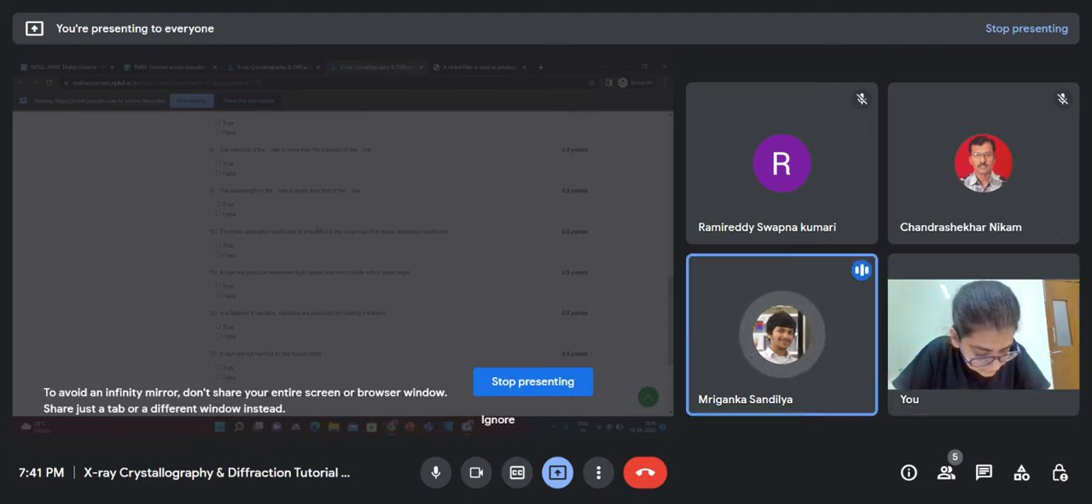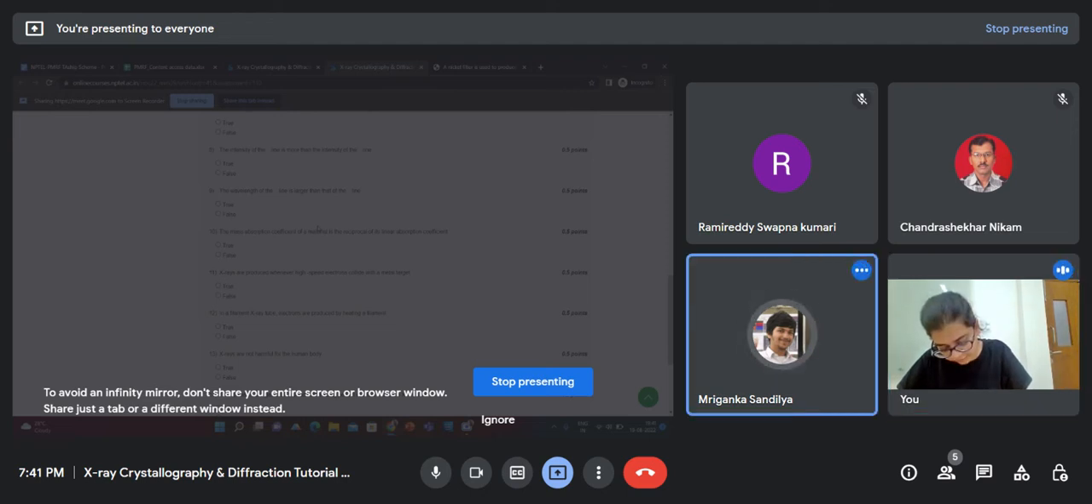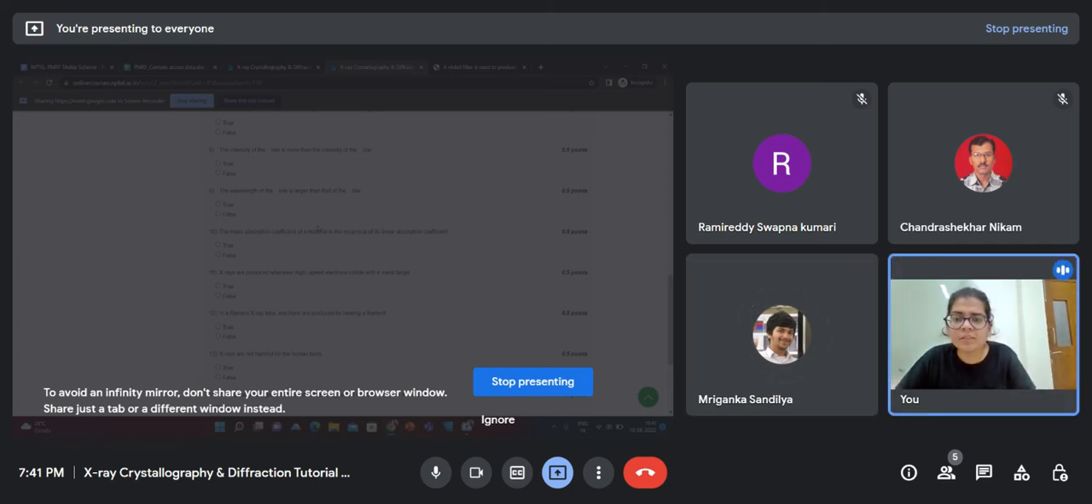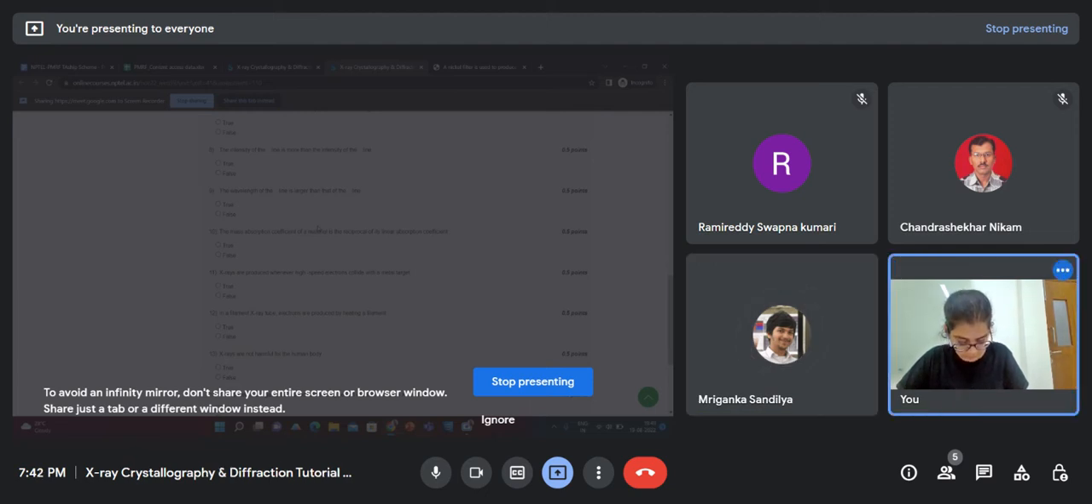The intensity of the copper K alpha line is more than the intensity of the copper K beta line. True or false? The question is that the intensity of the K alpha line of copper is more than the intensity of the K beta line of copper. Okay, understood.